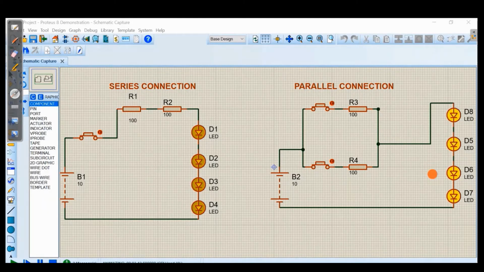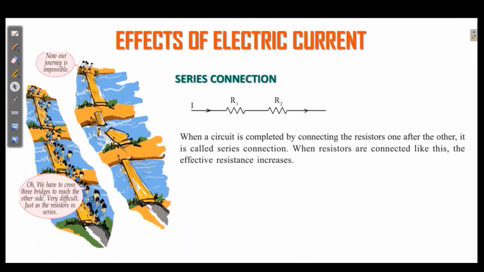We can go through the derivations. It's not tough. We can do it in a simple way. Yeah, just look at series connection.